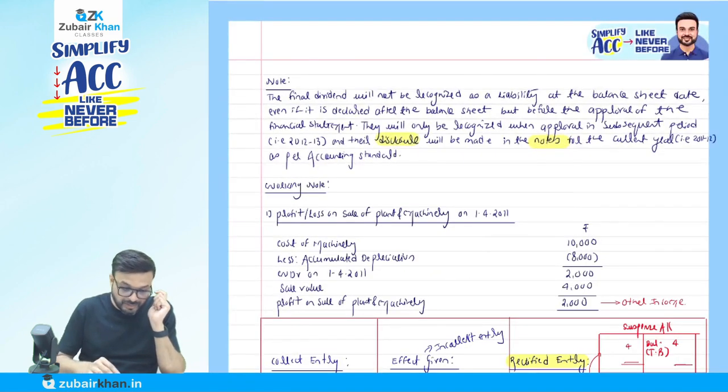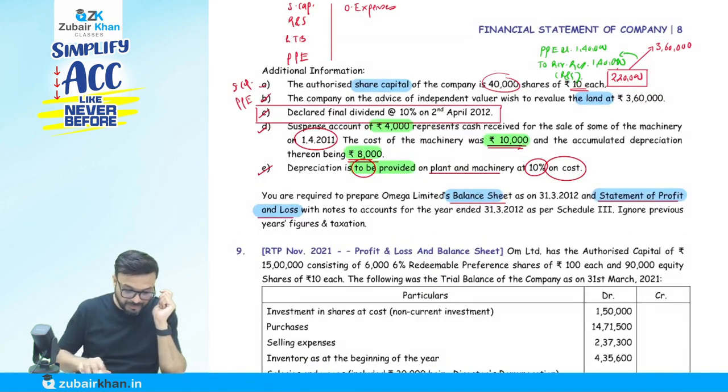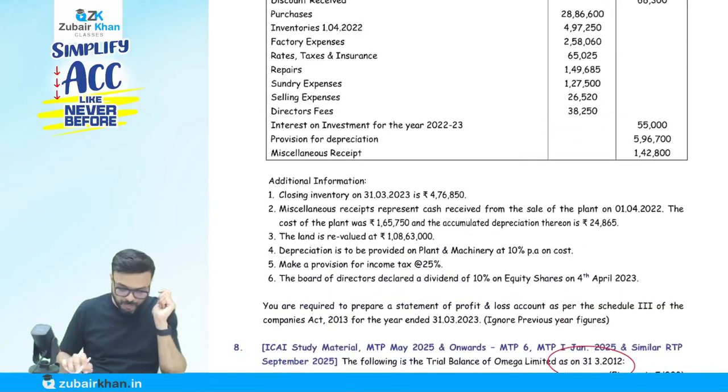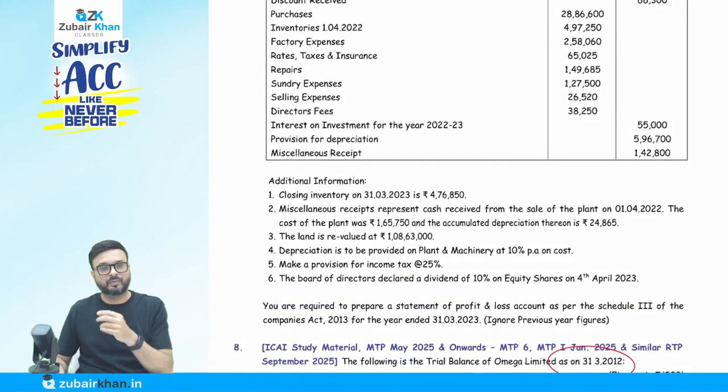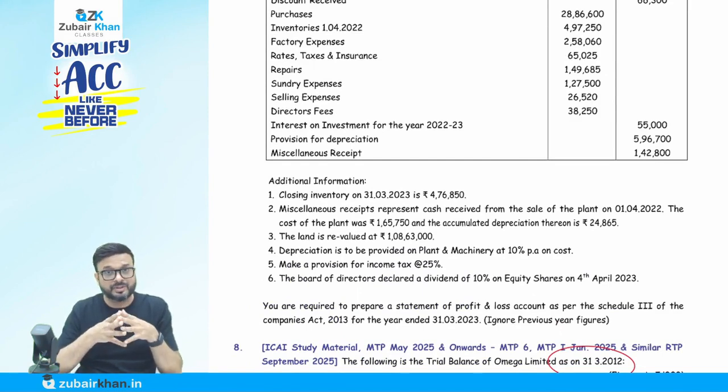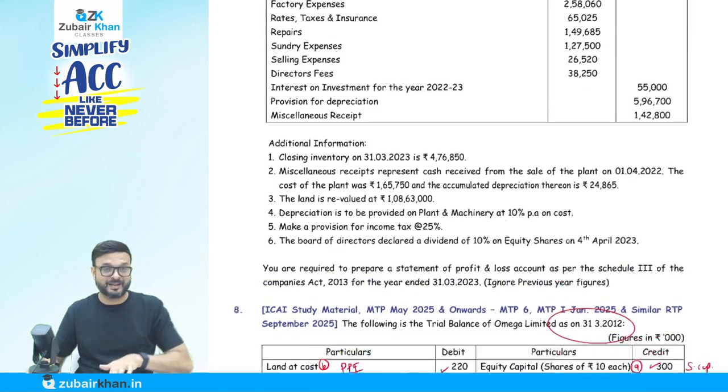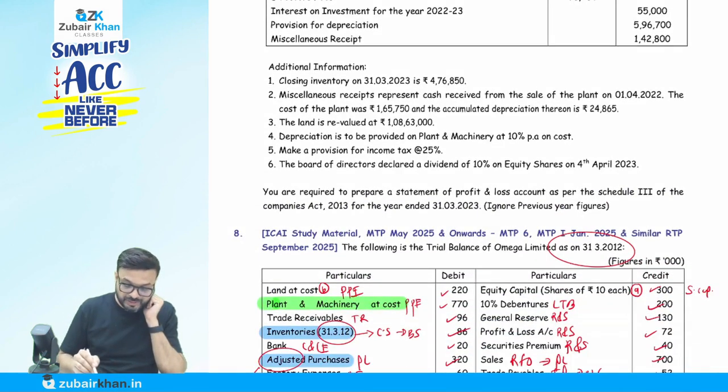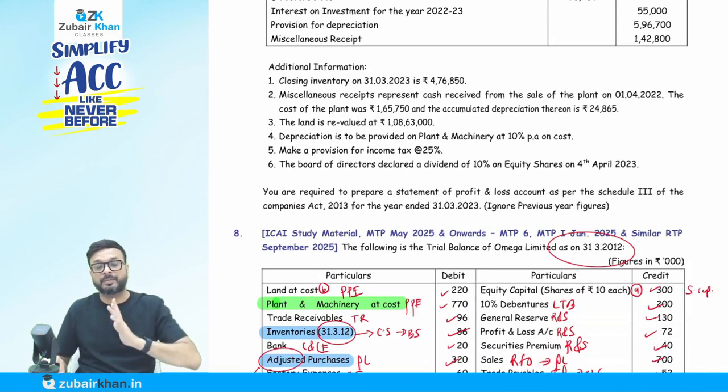Now we'll solve question number 8. But you know what happened in question number 8? Almost the same, with an adjustment here and there, but almost 80% is the same as that year. But in this examination question, they ask you to prepare only the P&L account, not the balance sheet. So intentionally I solved question number 8 first, because in question number 8 we prepared the balance sheet as well.